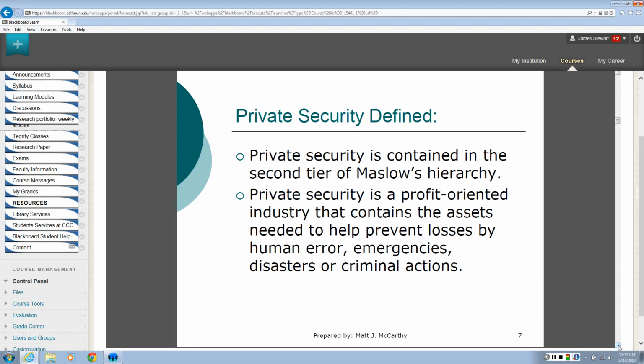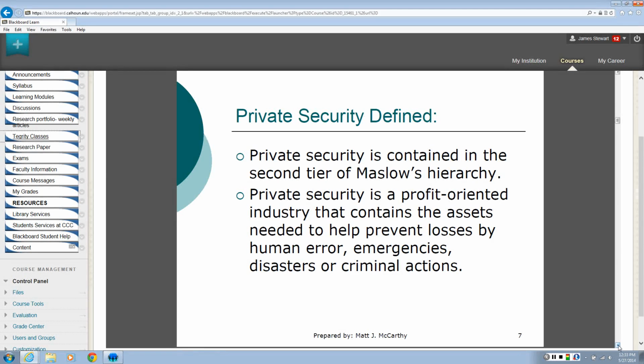Private security, understand this, is profit-oriented. It's made up of companies whose sole goal and aim in business is to enrich their pocketbook, so to speak, is to make money. And how they're going to make that money? They're going to provide a needed service to those other agencies or businesses that need security.